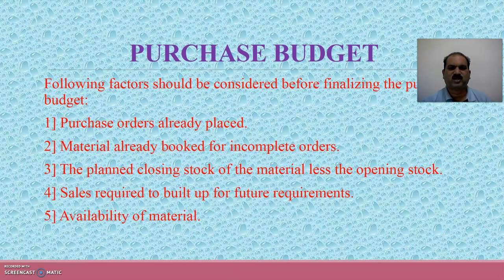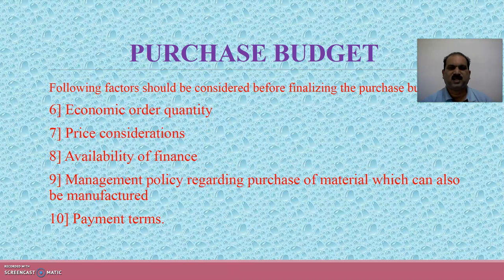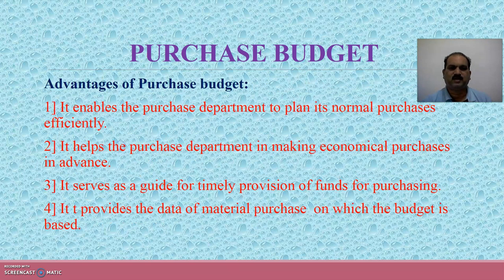Following are the factors that should be considered before finalizing the purchase budget. First, purchase orders already placed. Second, material already booked for incomplete orders. Third, the planned closing stock of the material less the opening stock. Fourth, sales required to build up the future requirements. Fifth, availability of material. Sixth, economic order quantity. Seventh, price considerations. Eighth, availability of finance. Ninth, management policy regarding purchase of material which can also be manufactured. And tenth, payment terms.